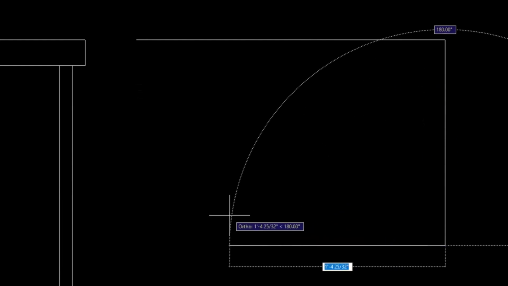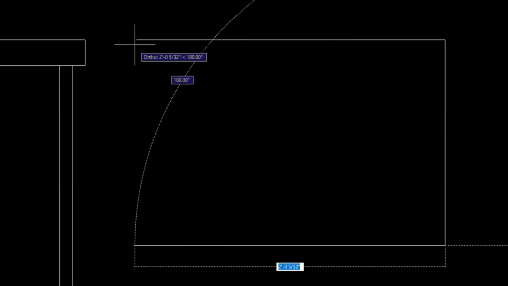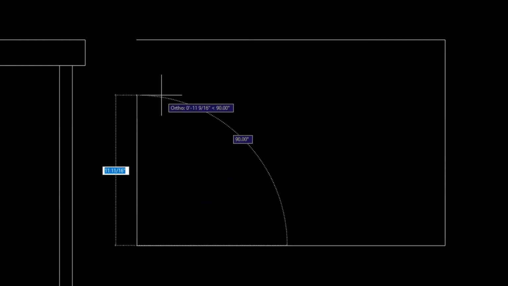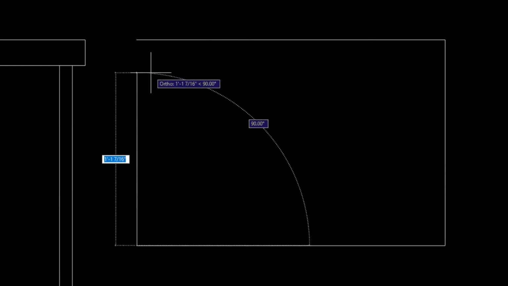I'll type 2 feet, enter. I'll bring it down 1 foot 4, enter. Take it across, and instead of typing the value, I'll continue to use tracking here. So I'll track this endpoint, bring the line down, and I can click right now because it has found that intersection.